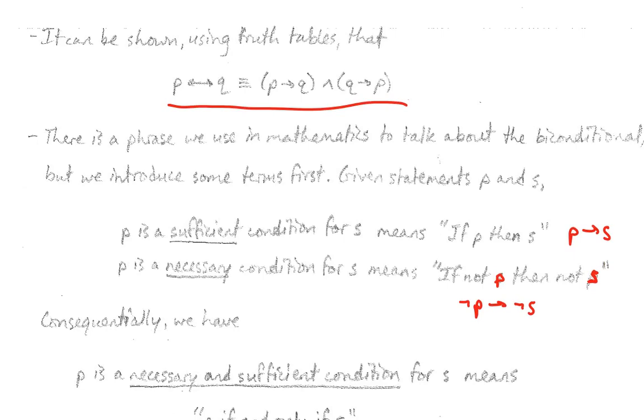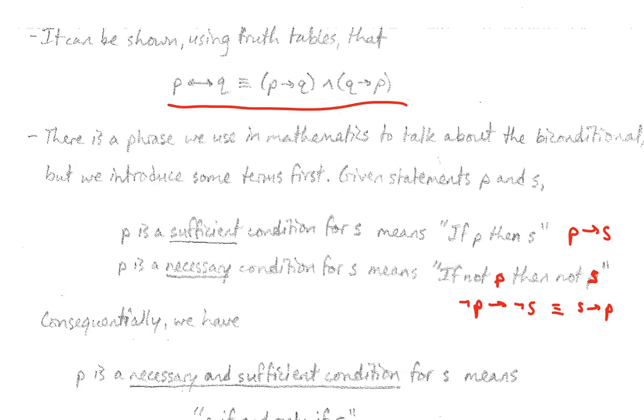Well, we mentioned in this video that a conditional statement and its contrapositive are logically equivalent. So if I take the contrapositive of not P implies not S, then that thing is also true. And the logical equivalent of not P implies not S is S implies P. So we have sufficient condition, meaning P implies S. P is a necessary condition for S, means S implies P. If we take the conjunction of those, we get P implies S and S implies P, which is the biconditional P if and only if S.